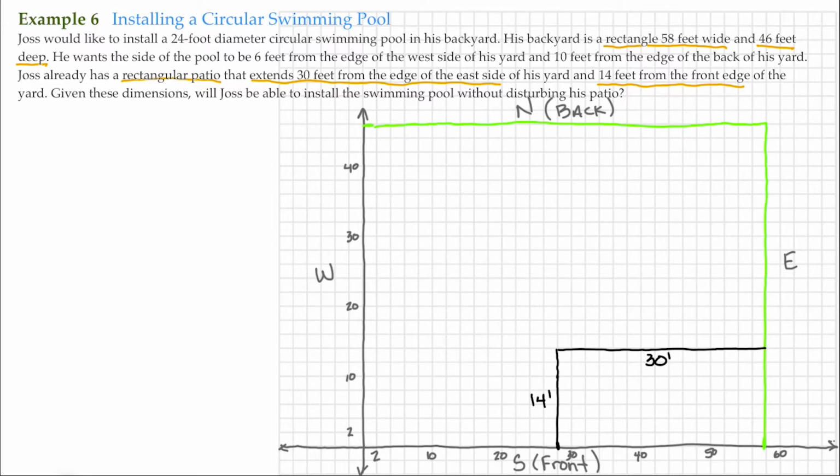A couple other things. He's got a 24-foot diameter circular swimming pool. Keep in mind that a 24-foot diameter is a 12-foot radius. And he wants that pool to sit so that the side of the pool is 6 feet from the edge of the west side. So he wants it to come in 6 feet this way. 2, 4, 6. So he wants it to be 6 feet up here.